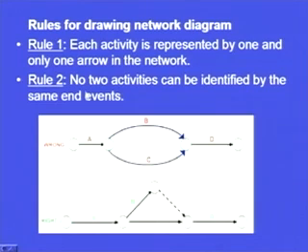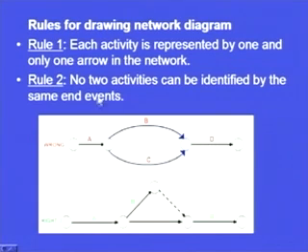This is wrong because no two activities can be identified by the same end events. This is also a rule that has to be followed in the construction of the network diagram. The first rule says each and every activity has to be named independently. Each activity is represented by one and only one arrow in the network. So, A cannot have 2 arrows; only one arrow will represent activity A. Similarly, only one arrow will represent activity B, one arrow activity C and one arrow activity D. There cannot be 2 arrows representing activity D. That is the first rule.